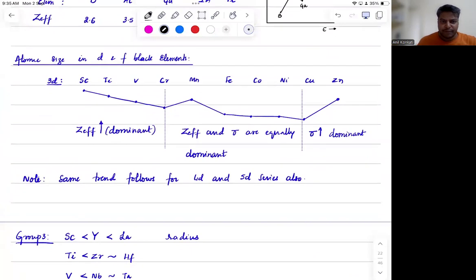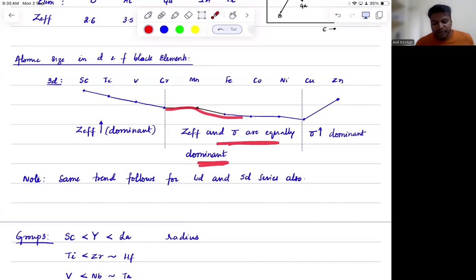When it comes to d and f block elements, usually from scandium to chromium the size decreases, where Z effective is dominant. From chromium towards copper, it almost remains constant. Manganese is not exactly up; it is slightly down, very close to this, and then it will decrease a bit here. Z effective and sigma are almost equally dominant, so you will hardly see much difference in the size. And from copper to zinc, it will always increase.